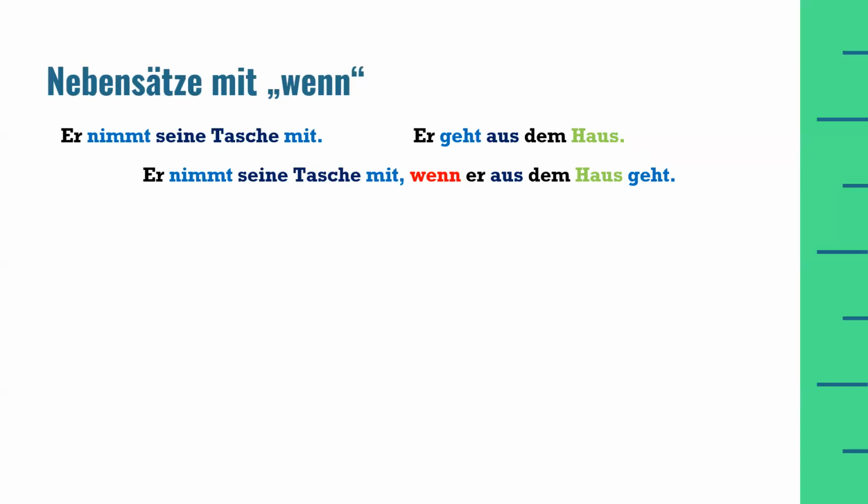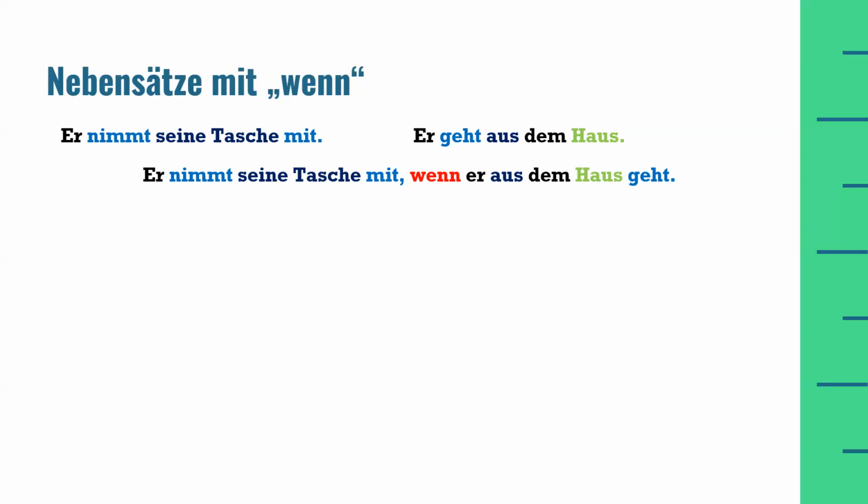So the Hauptsatz will come as it is. Wenn er aus dem Haus geht. If he goes from the house. In the Nebensatz, we have converted the above-mentioned sentence into a specific sentence structure that starts with wenn, and soon after that we put the subject of the sentence.